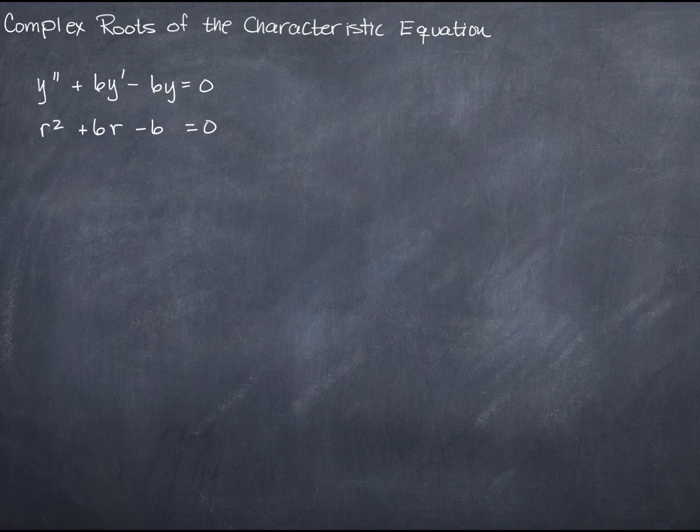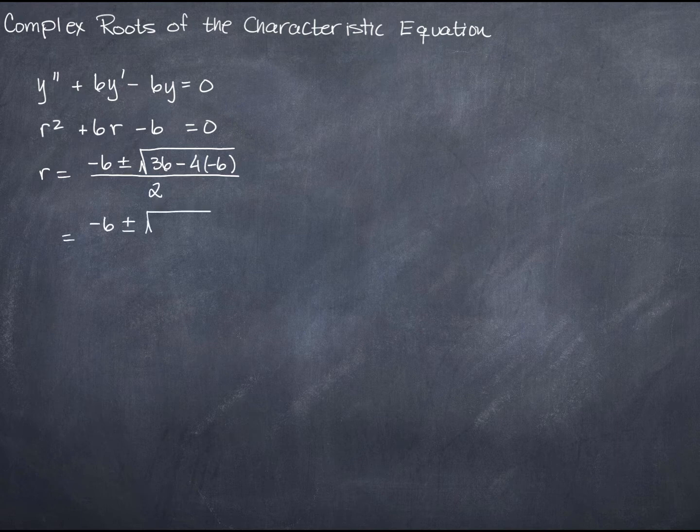Well, this quadratic equation doesn't factor, so I'm going to use the quadratic formula. I'm going to say r is equal to negative b, negative 6, plus or minus the square root of b squared, that would be 36, minus 4 times a, which is 1, times c, which is negative 6. And that's all over 2a, 2 times 1, so 2. That's negative 6, plus or minus the square root of 36 plus 24 is 60. And that's still all over 2.